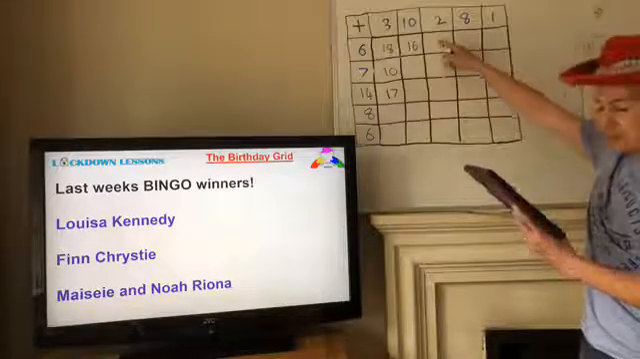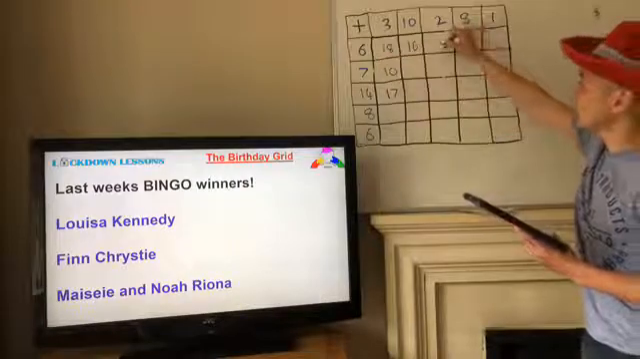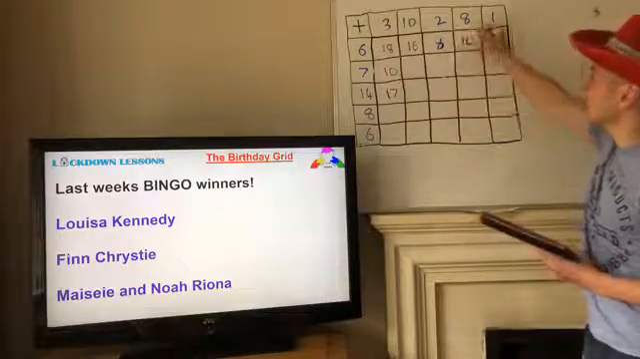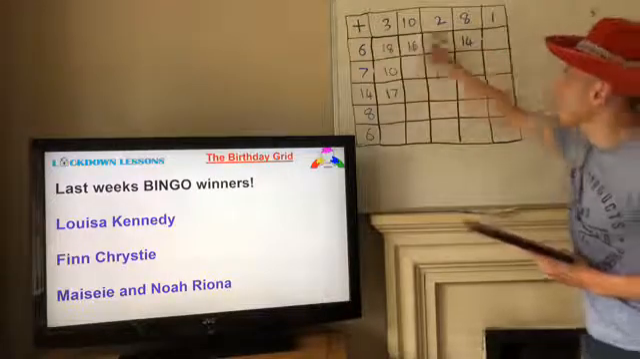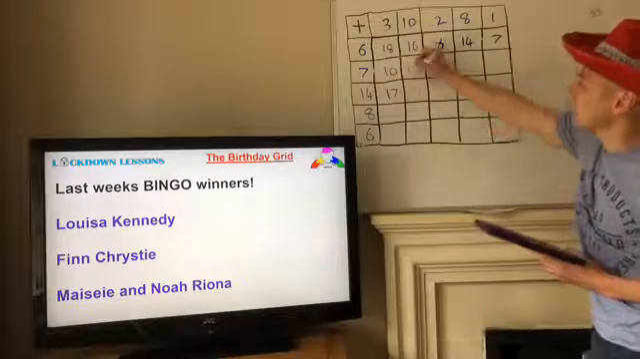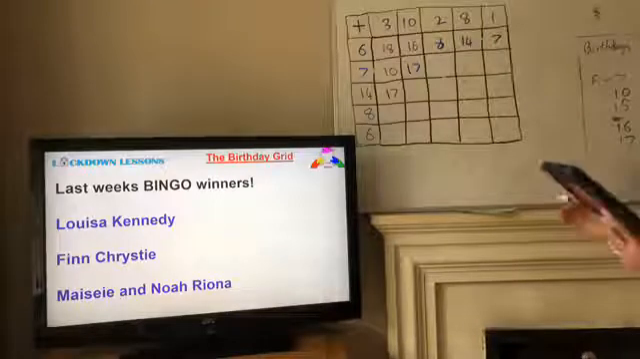So we're going to add these together. 2 plus 6 will be 8 in there. Then 8 plus 6 is going to be 14. 1 plus 6 is going to be 7. 10 plus 7 is going to be 17. So can you see how you're adding these up as you go along?